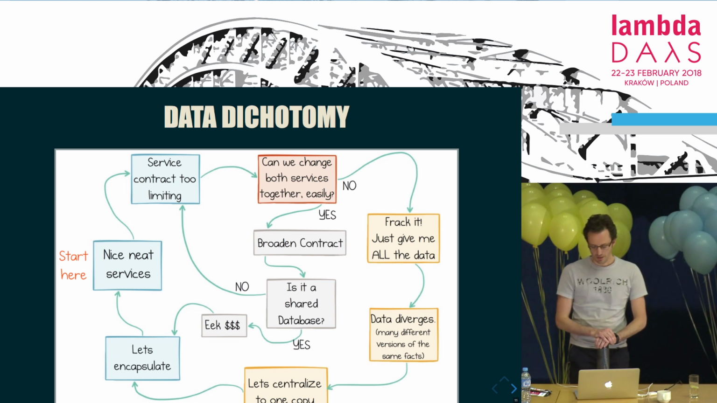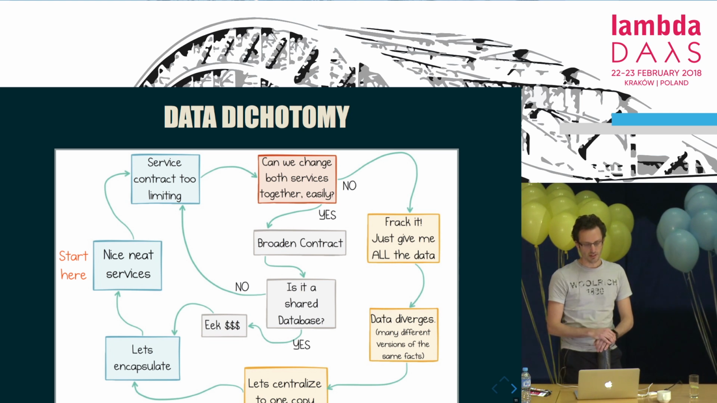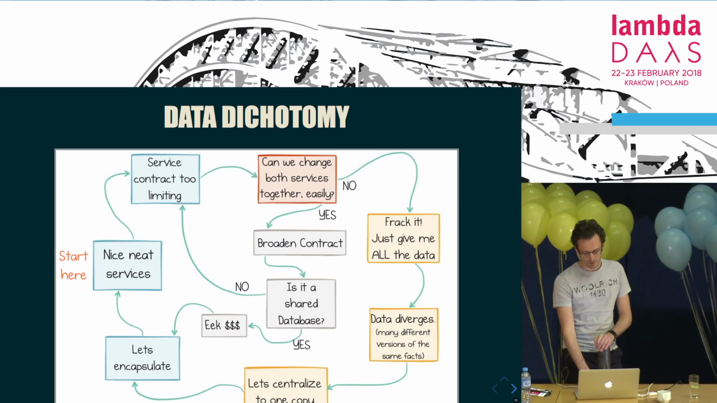And if you actually try to, the data will diverge at some point, because of course, for the physical laws, you cannot have the same data in 2 places and expect it to be consistent. And then, okay, let's centralize everything again, and then you end up again in the same problem.